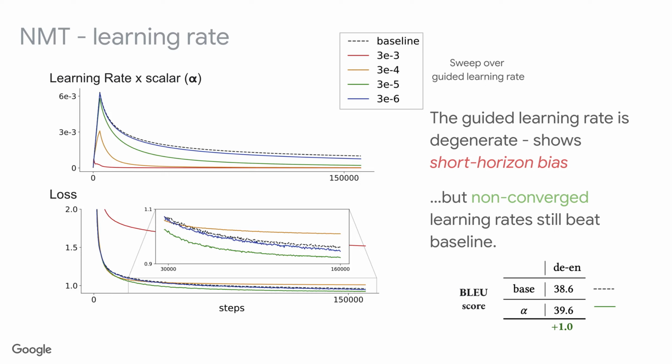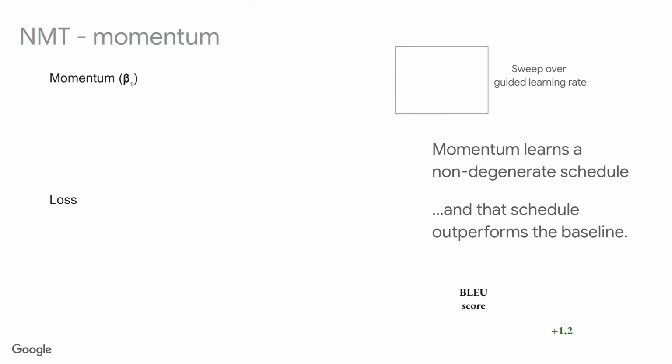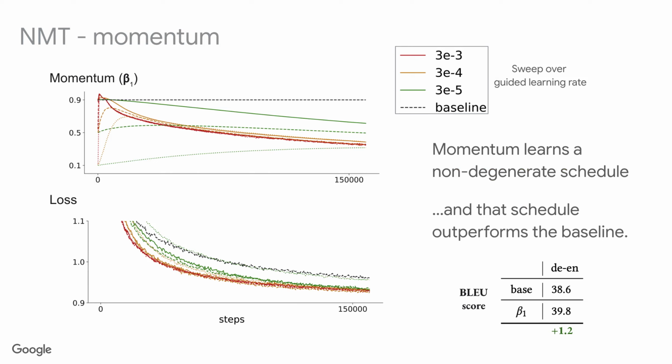First, training transformer models on neural machine translation. In these experiments, we learn a scalar on the learning rate schedule and initialize the scalar at 1. Running a sweep over meta-optimizer learning rates demonstrates the short horizon bias, as all runs decay towards a tiny learning rate. However, tuning the meta learning rate to interpolate between convergence on the tuning objective and vanilla training still improves performance.